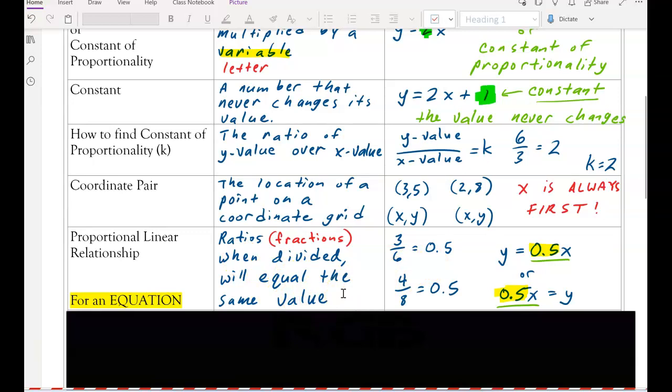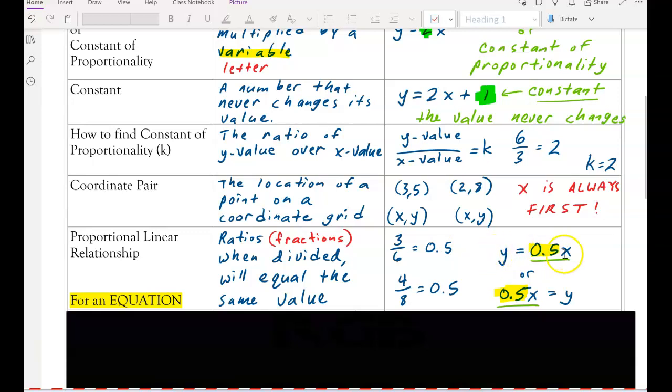When you divide y by x, you will get the same value every time. So, for example, if the y was 3 and the x was 6, and you divide them, you get 0.5. If you look at another place and 4 is the y and 8 is the x, y divided by x, you get 0.5. Because it happens every time, you know that is the constant of proportionality, and then you have a proportional linear relationship.